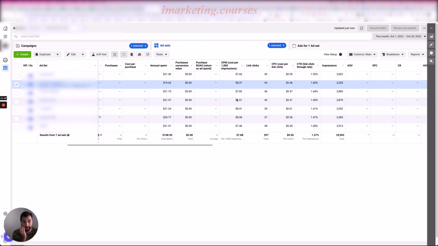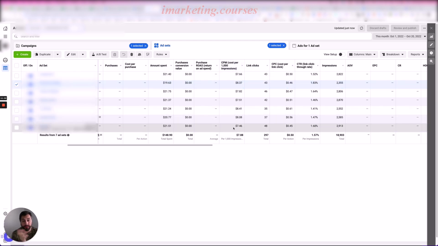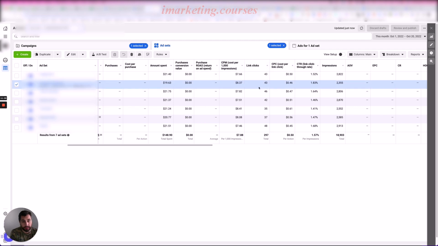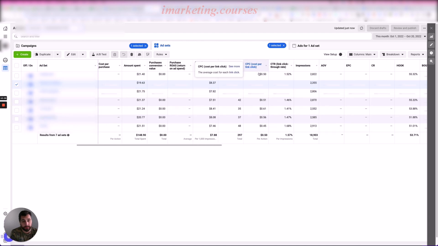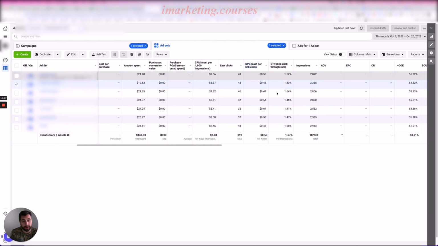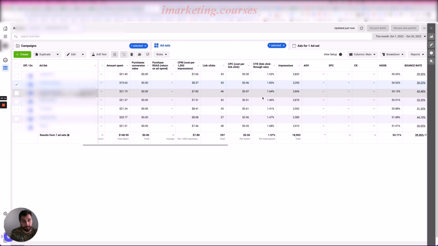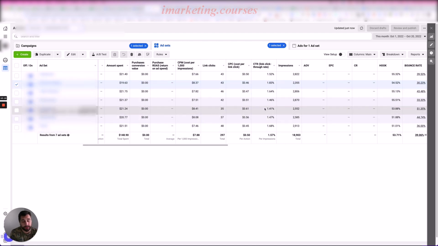Not bad. Like, our CPM is pretty good. It's under $10, which anything anymore between $10 and $20 is very good. Our link clicks are good, right? We're getting good clicks. Our cost per click is under $1, which is phenomenal. And our CTR is at over 1%, which anymore I like to see like 1 to 3%, but 2 to 3% is ideal. This is looking good. If this was looking at like 0.5% or something, we'd have a problem there.